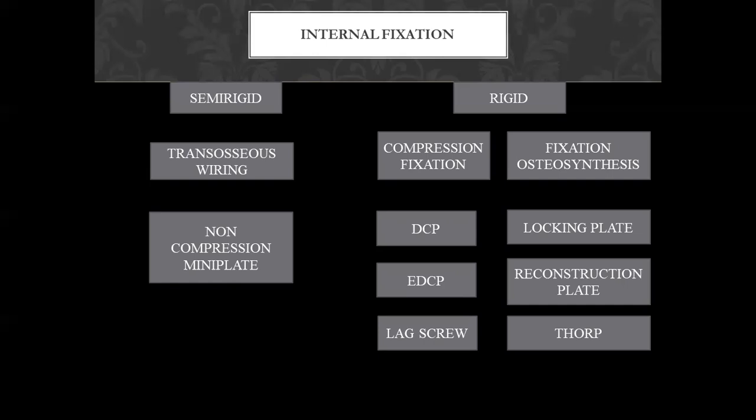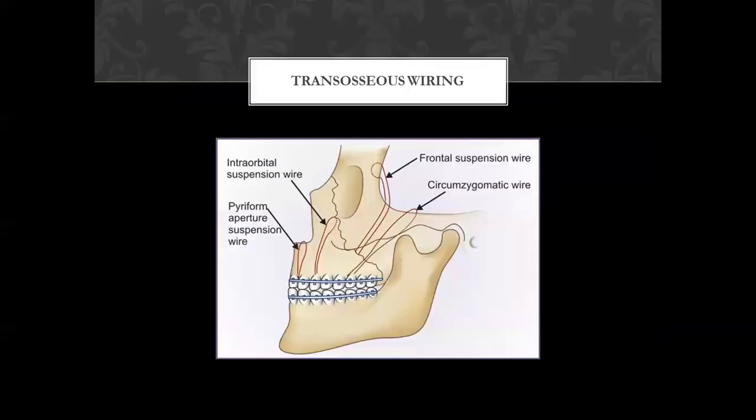So compression fixation includes dynamic compression plate. I'm not going into detail about each and everything, so I'll tell you the few important points in each. DCP, which is nothing but dynamic compression plate. EDCP, eccentric dynamic compression plate. Lag screw. Fixation osteosynthesis includes locking plate, reconstruction plate, TORP, which is nothing but titanium hollow osseointegrated reconstruction plate.